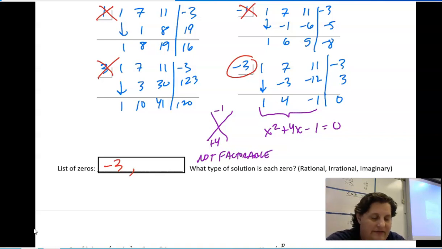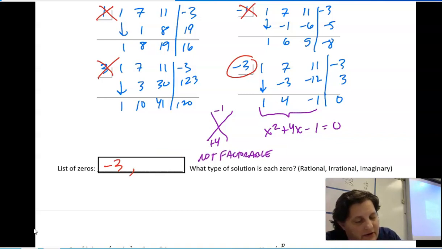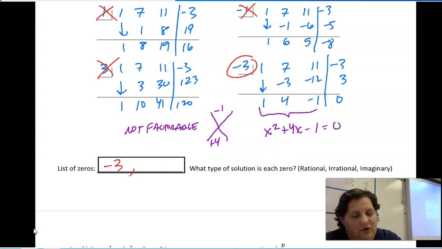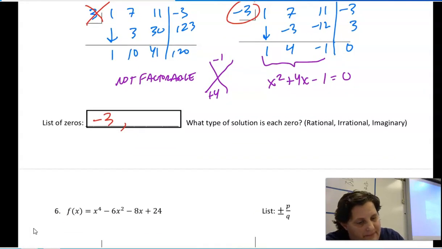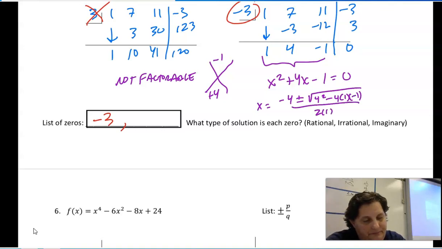And guys, what are we going to do if it's not factorable? We're going to cry, right? No, we are not going to cry, my friends. We are going to persevere. All right? If it's not factorable, we have to do the quadratic formula. It's just the only way to do it. Okay? So, quadratic formula goes like this. Negative b plus or minus the square root of b squared minus 4ac all over 2a.